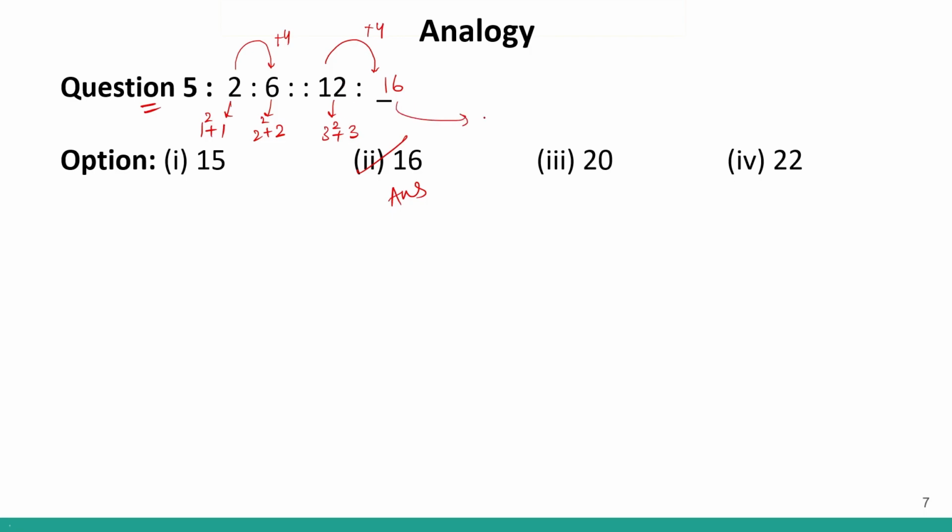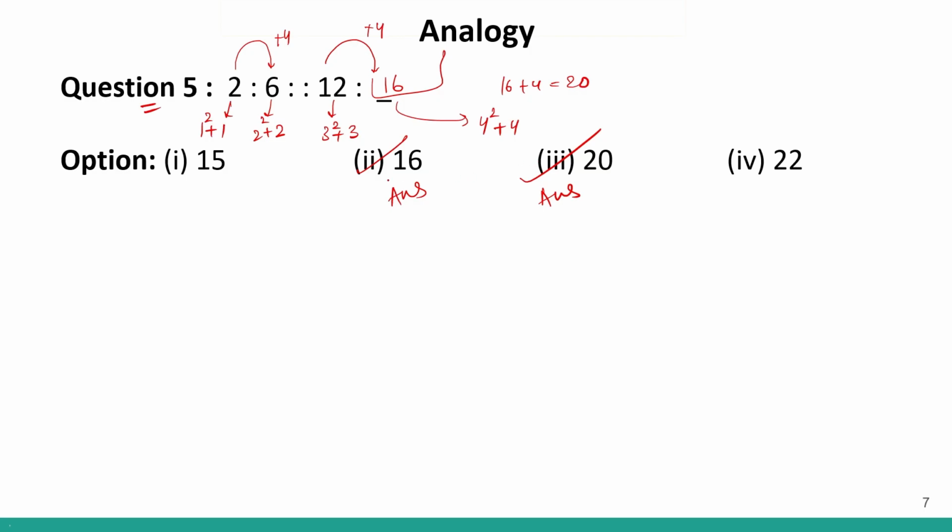So now at this place, I can also have 4 square plus 4. So 16 plus 4 will give me 20. So 20 is also given. So my answer can be 20 also. So now I have 2 correct answers. Correct? So I have 2 correct answers.